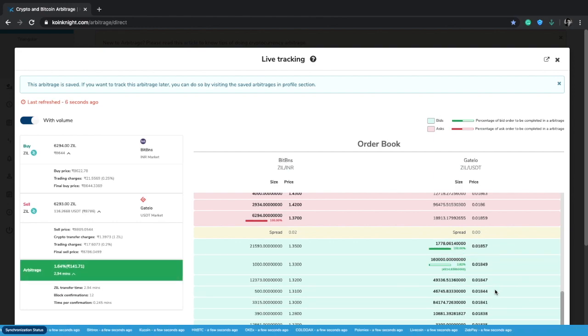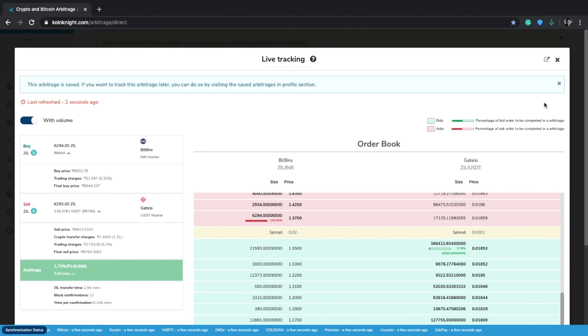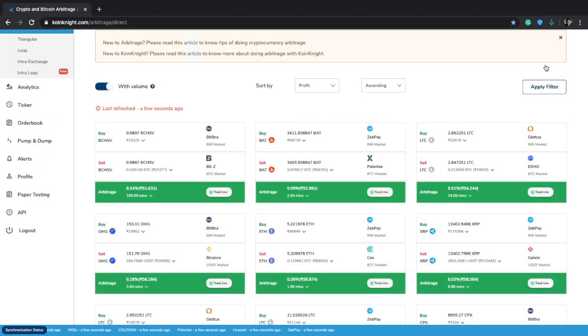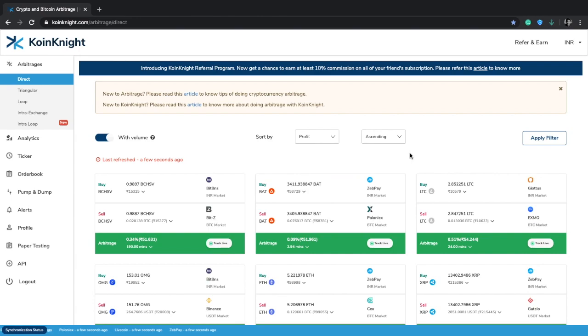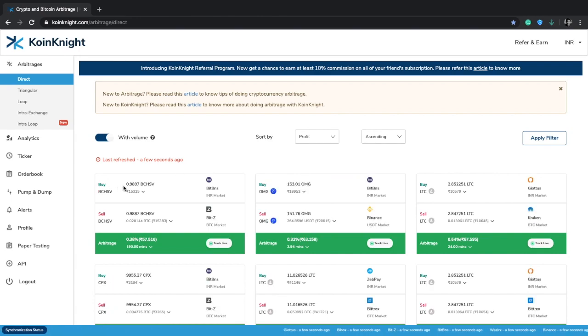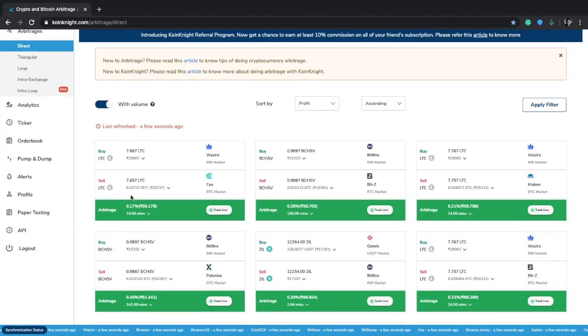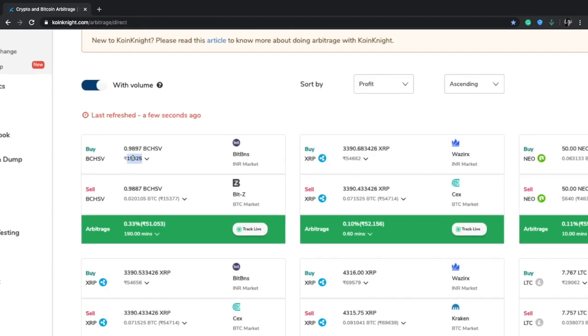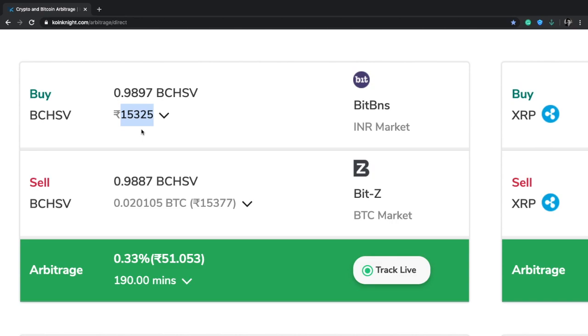Now, let's consider the direct arbitrage cards with volume button toggled on. Similar to without volume arbitrage cards, these cards also have buy section, sell section, and arbitrage sections inside of it. The buy side section shows you exactly the maximum amount to buy and also the final buy price, which is inclusive of all the charges. So in this case, the maximum units to buy is 0.9897 BCHSV and the final price to buy is around 15,325 INR. To see the charges breakup, just click on the drop down button.